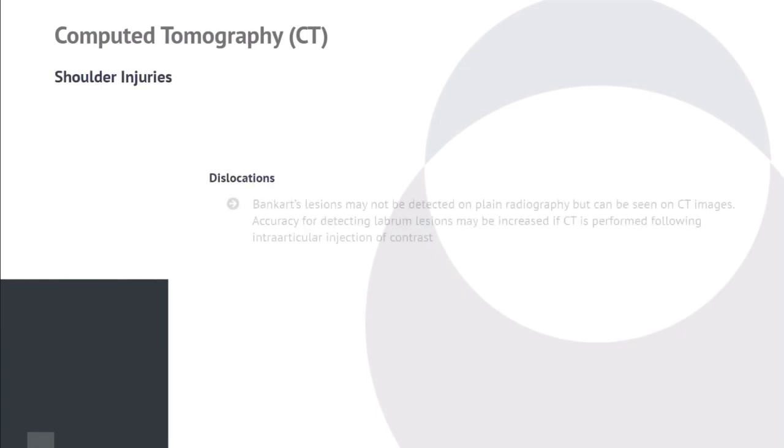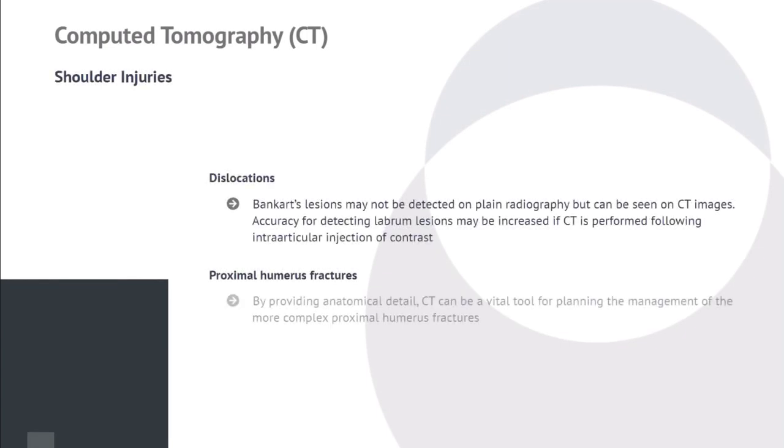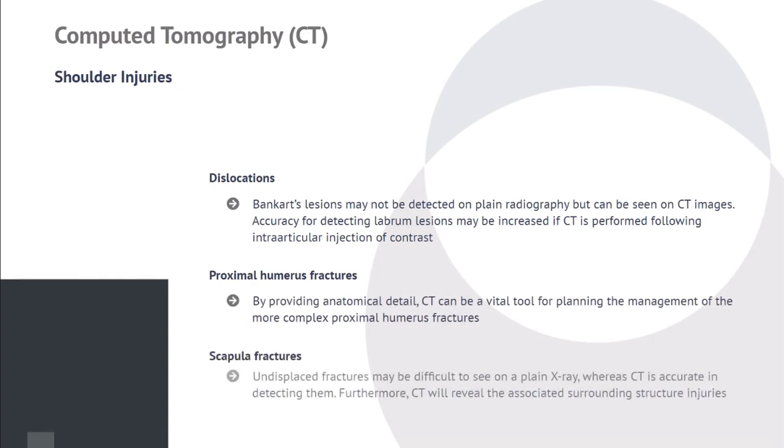Shoulder injuries. Dislocations. Bankart's lesions may not be detected on plain radiography but can be seen on CT images. Accuracy for detecting labrum lesions may be increased if CT is performed following intra-articular injection of contrast. Proximal humerus fractures. By providing anatomical detail, CT can be a vital tool for planning the management of the more complex proximal humerus fractures. Scapular fractures. Undisplaced fractures may be difficult to see on a plain X-ray, whereas CT is accurate in detecting them. Furthermore, CT will reveal the associated surrounding structure injuries.